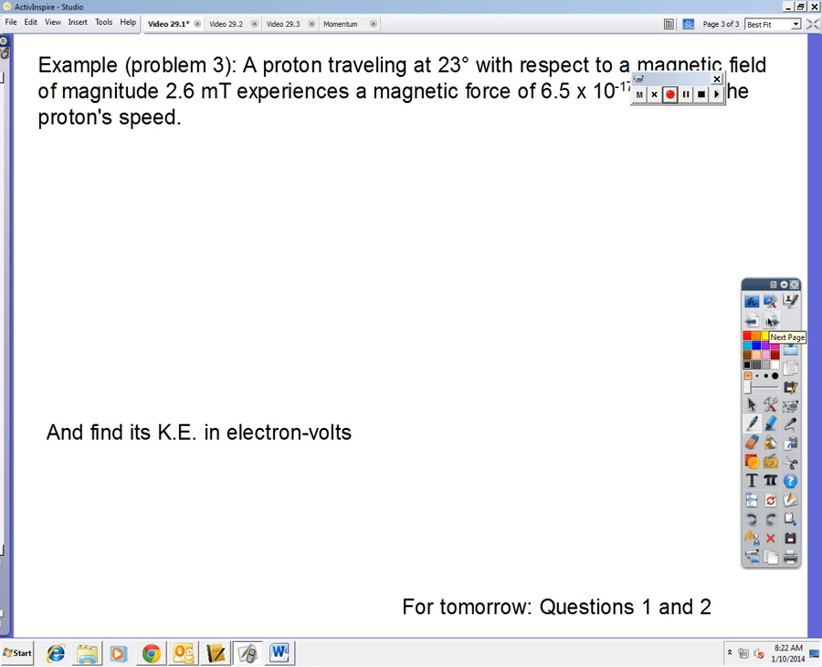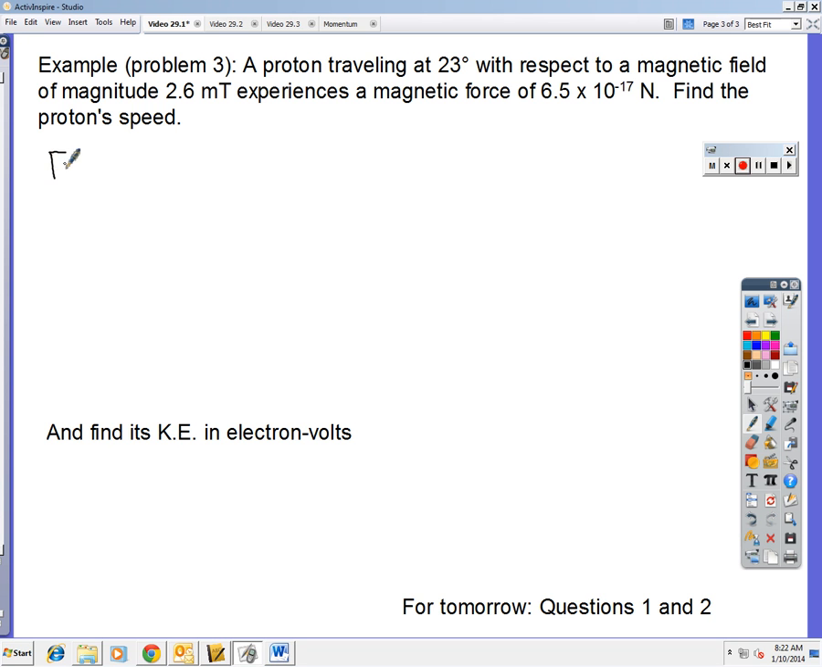Now here's an example. This is problem 3. You've got a proton traveling at 23 degrees with respect to a magnetic field of magnitude 2.6 millitesla. The Tesla is the SI unit for magnetic field. 1 Tesla is quite a large field. And this proton experiences a magnetic force of 6.5 times 10 to the negative 17 newtons. We want to find the proton's speed.